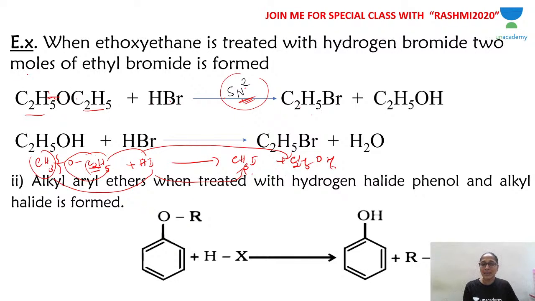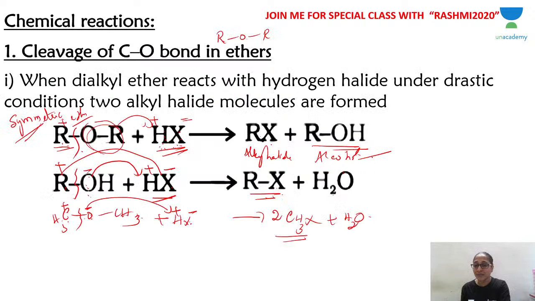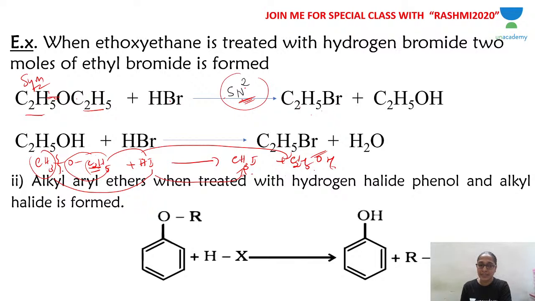If it is a symmetric ether, you have only one product, your alkyl halide. If it is an unsymmetric ether, you have two products, alkyl halide and alcohol. That means the reaction stops at the first step. Now I'm telling you which forms alcohol. The bulkier alkyl group forms the alkoxide ion. The O minus will take up H plus, forming alcohol.